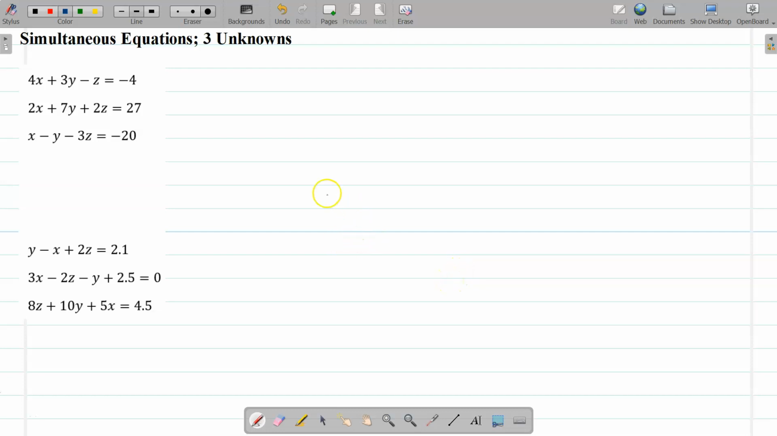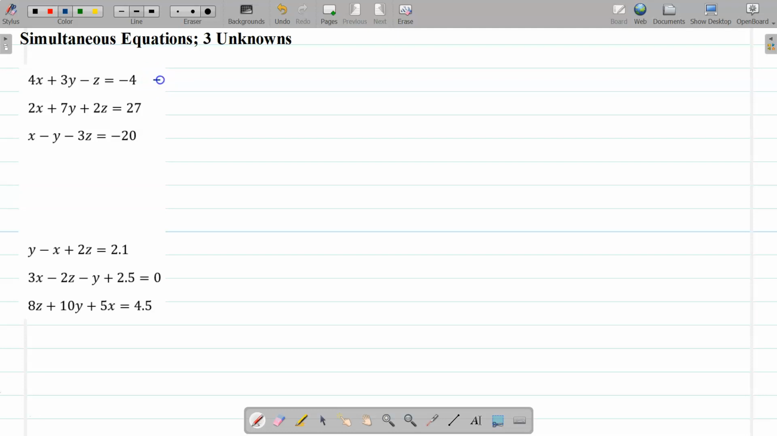Welcome to this video on solving simultaneous equations where we have three unknowns and three equations. So in this first example, we're to find what x, y, and z are. And to do this, we start by numbering the three equations that we're given.